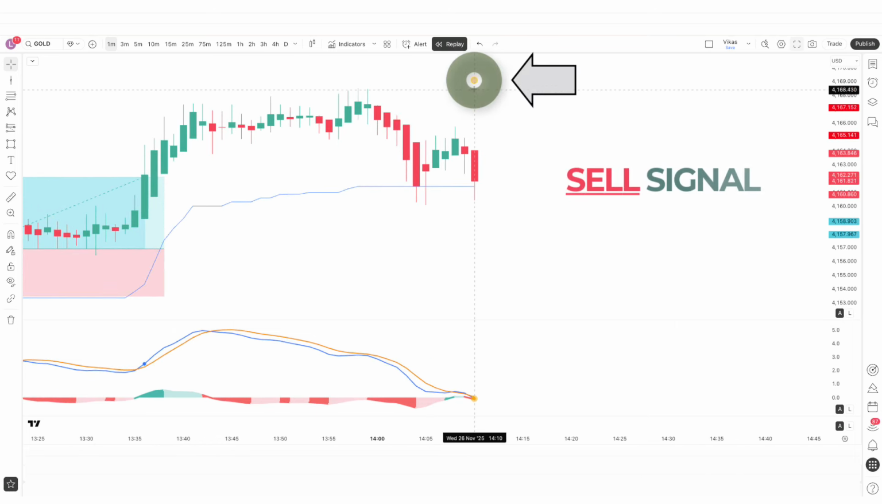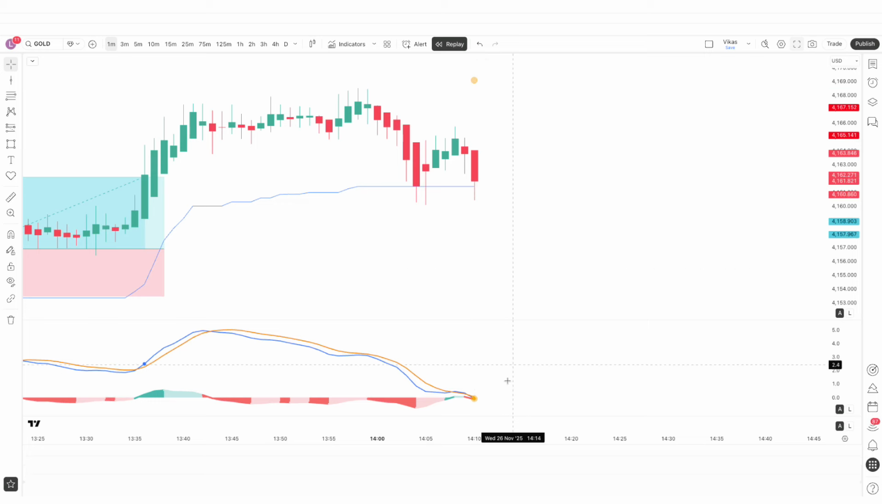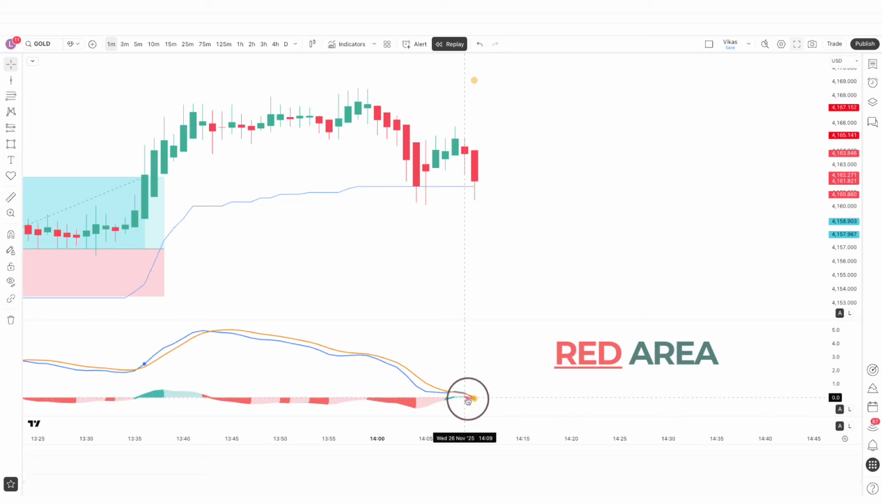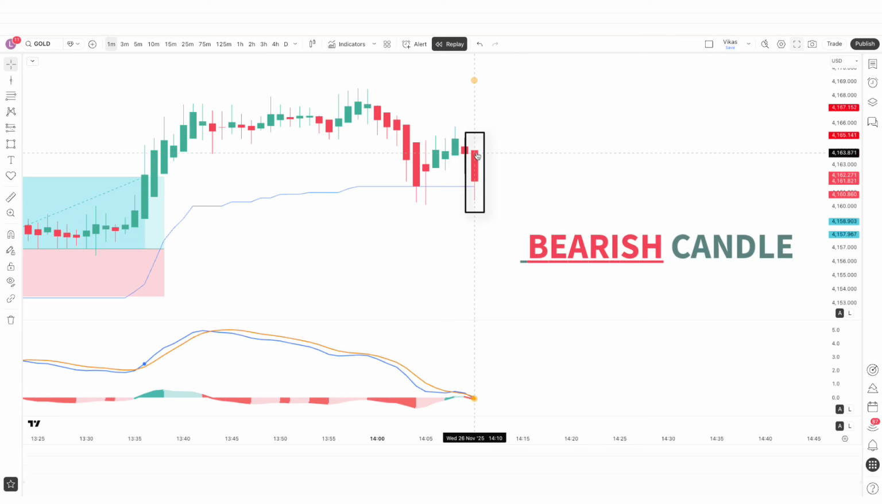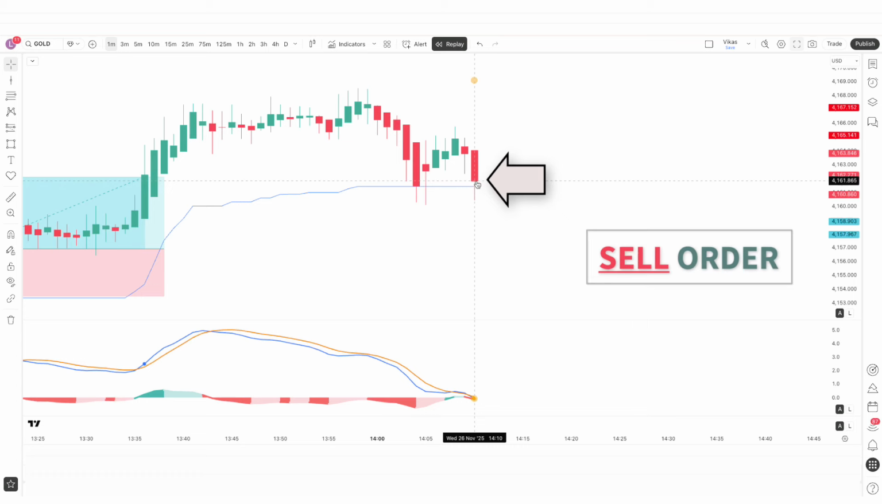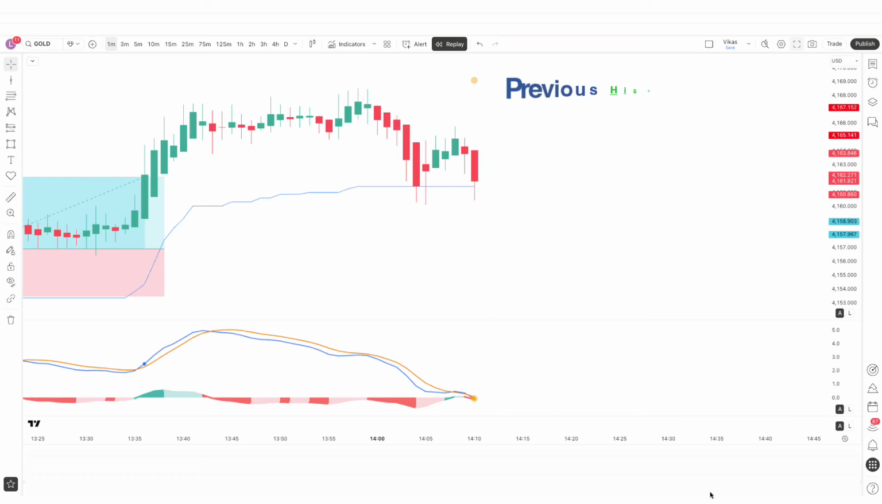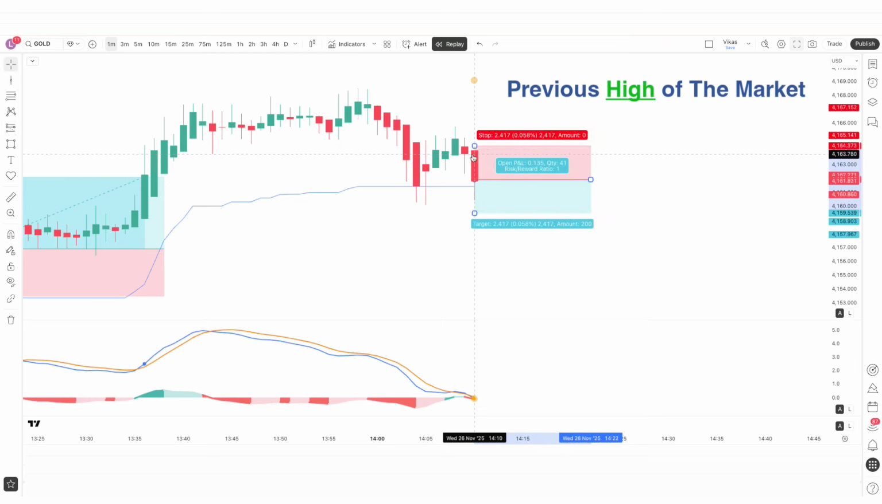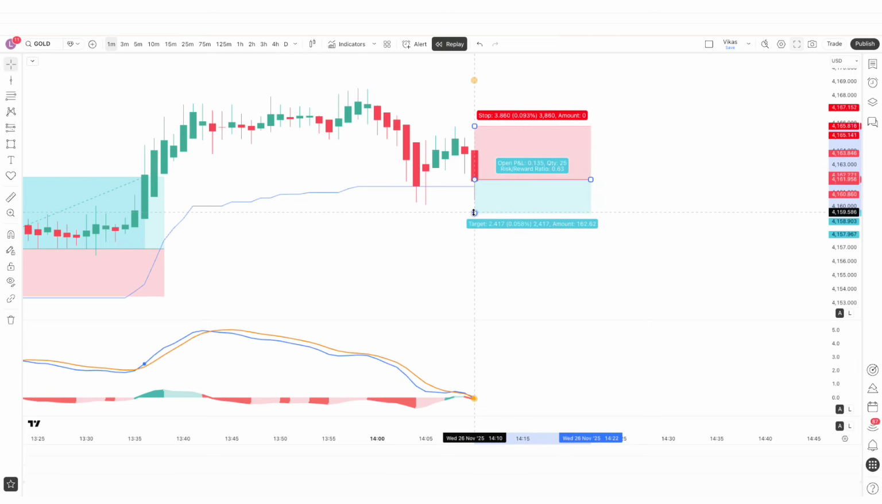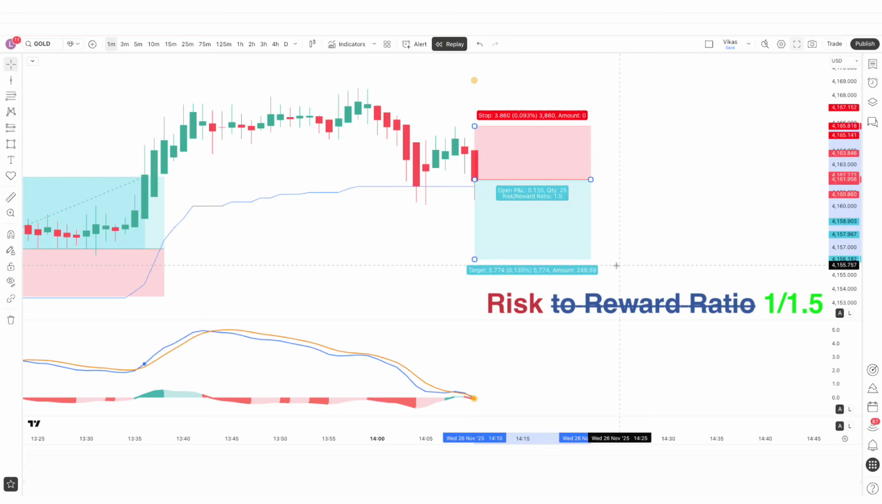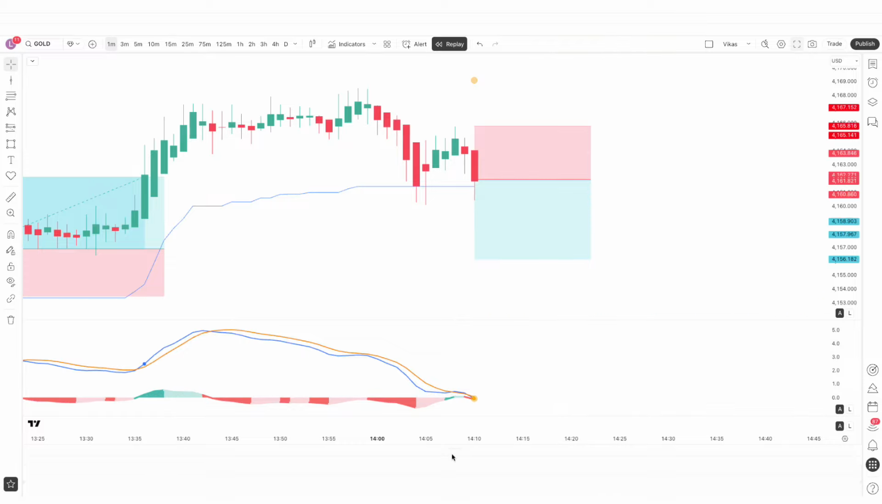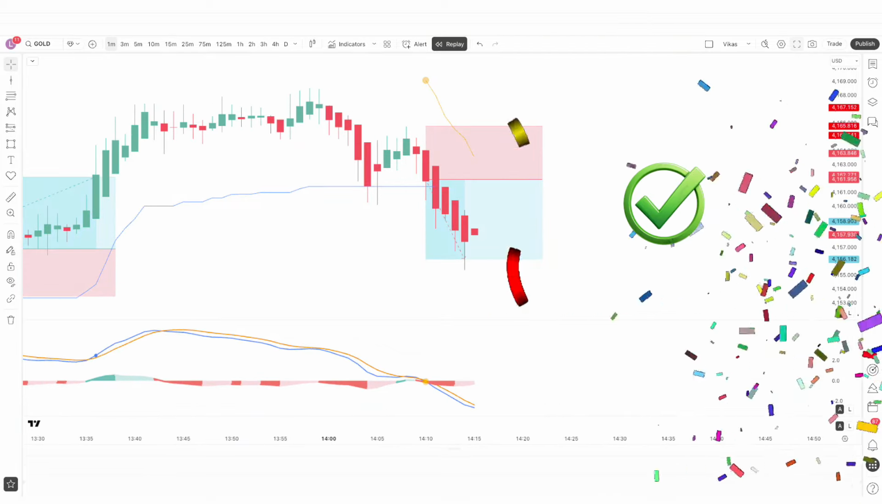Here, the Holt-Winters smoothing circle of this indicator is orange, a sell signal. Here, the MACD Holt-Winters shows the red area. Here, the market has made a bearish candle to give confirmation. So all our conditions are being fulfilled, so we are placing an order to sell. Our stop loss is to be placed at the previous high of the market, and the risk-to-reward ratio will be 1:1.5. We have won the trade.